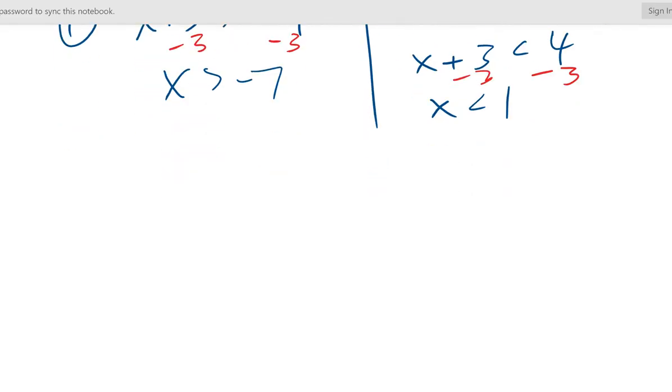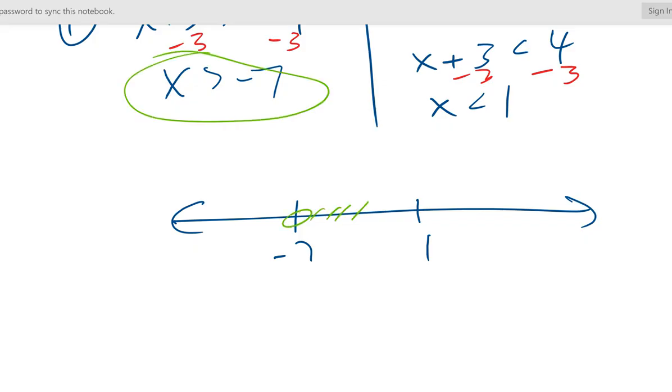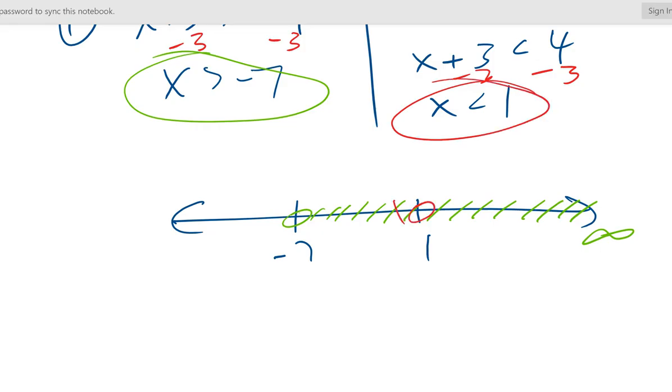Okay, so now let's graph both on a number line. Here's negative 7, and here's 1. I'm going to do the x is greater than negative 7 in green. This goes all the way to infinity. And then in red, I'll do x less than 1. So open dot, less than 1, all the way to negative infinity.